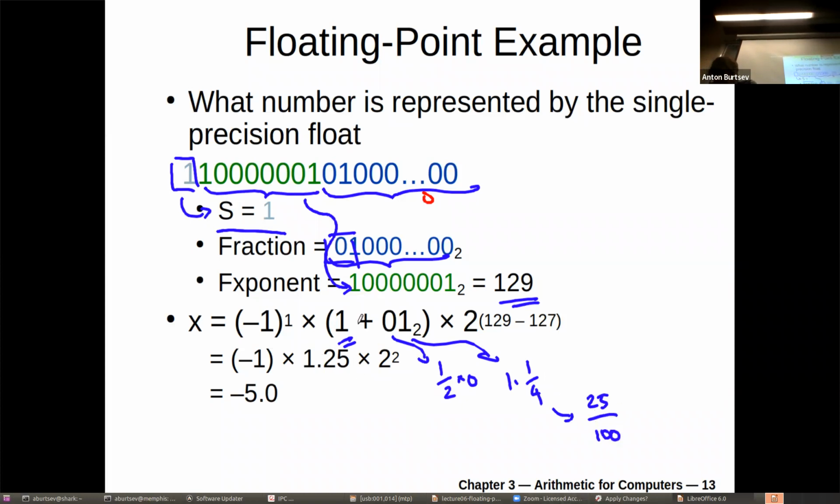And so this is our number, 1 plus .25, multiplied by 2 to the power, since this is our formula for how we represent the exponent. We essentially said it's 128 minus the bias here, so it turns out to be 2. And so this 1.25 multiplied by 4 will give us exactly 5.